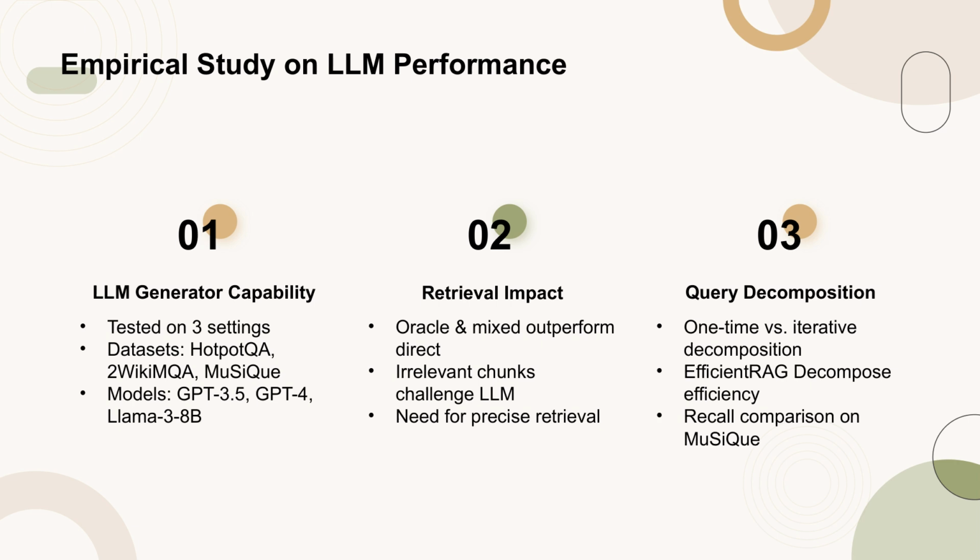However, the inclusion of irrelevant chunks posed a challenge to the LLM generator, highlighting the necessity for more precise information retrieval. Additionally, the study examined the impact of query decomposition on retrieval efficiency. One-time decomposition outperformed direct retrieval, while iterative decomposition, specifically EfficientRAG Decompose, demonstrated higher recall efficiency, achieving comparable performance to one-time decomposition with significantly fewer chunks.